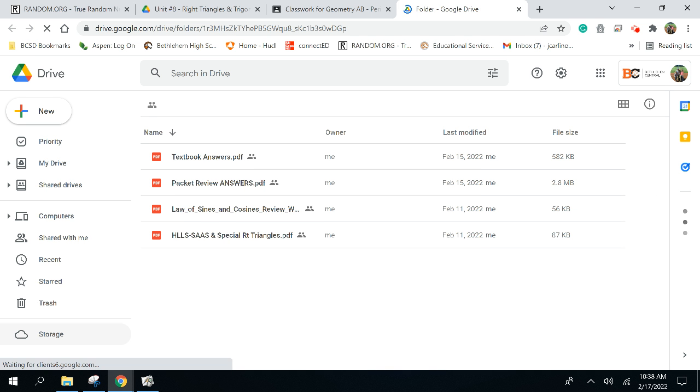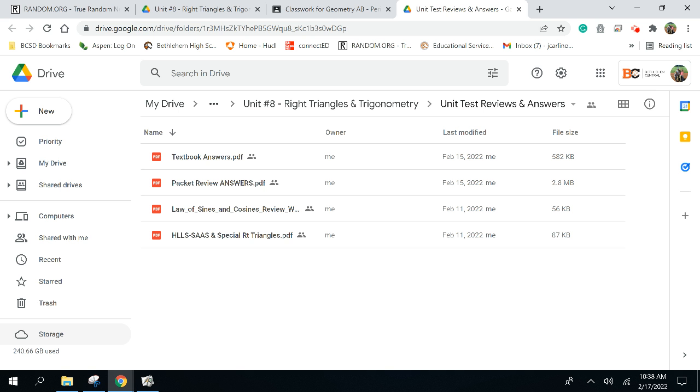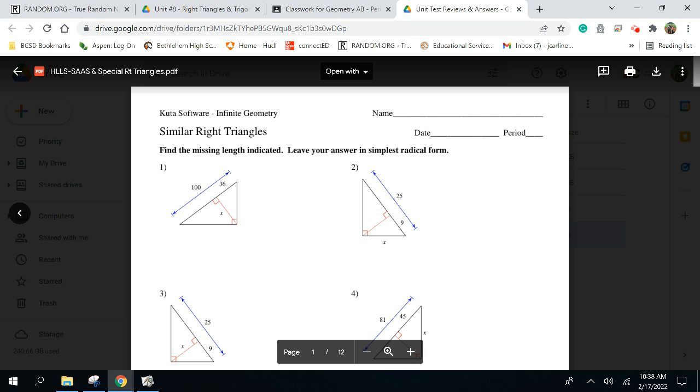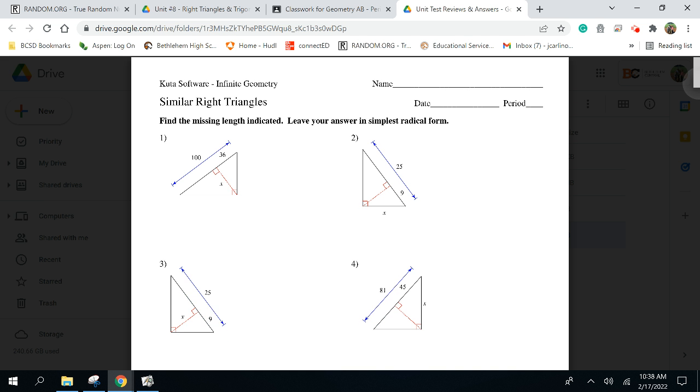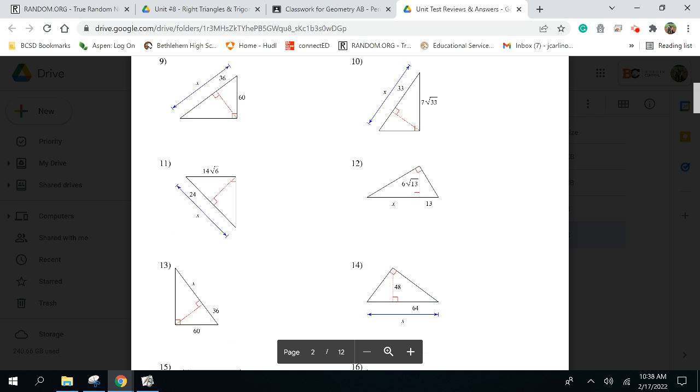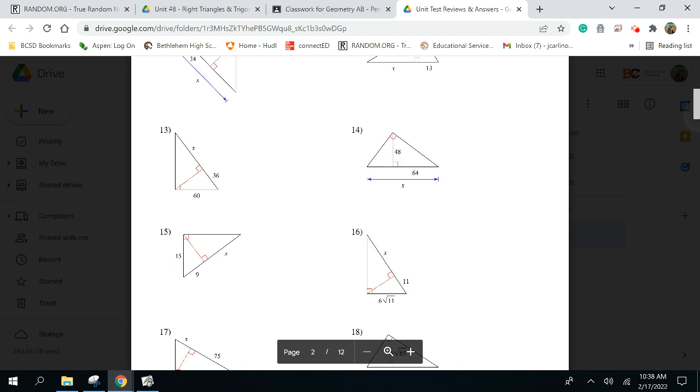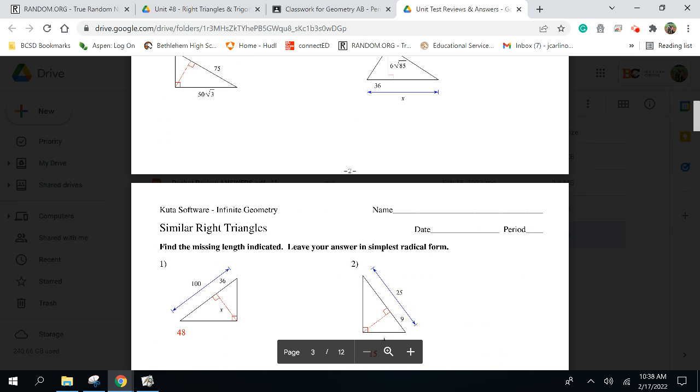So you can open that up and you'll see 4 documents. One is the answers to the textbook questions I suggest. One is the answers to the packet that you're looking at right now. A little law of sines and cosines review we'll get to after break, and then everybody see the extra practice for Hills, SAS, special right triangles. Let's open that up. The first 2 pages are all Hills and SAS questions if you need extra practice. All good? And then the following 2 pages are the answers to those.